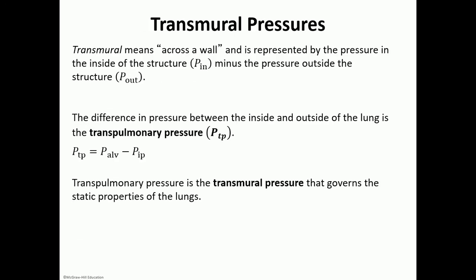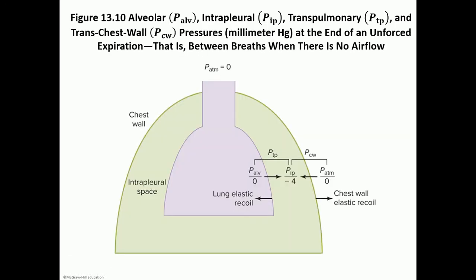Now we have what is known as transmural pressure. Trans means across something, so transmural pressure means pressure across a wall. In order to calculate it, it would be the pressure on the inside of the wall minus the pressure outside of that wall. We have these different pressures that we are going to be talking about, and I'm going to go to this image and then go back to those slides. So what are we looking at here?